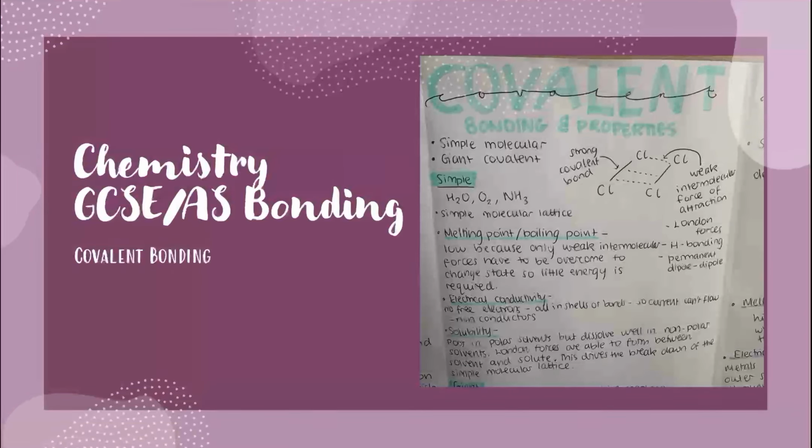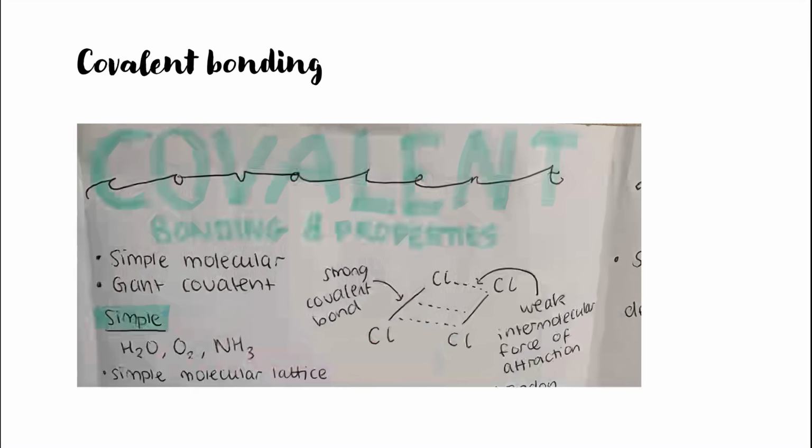Another chemistry video, and today's video is on covalent bonding and properties, and it's aimed at GCSE and AS students. So first of all, you need to know the two different structures of molecules and compounds that contain covalent bonds. So the two different structures are simple molecular and giant covalent. So we're going to start off with simple molecular.